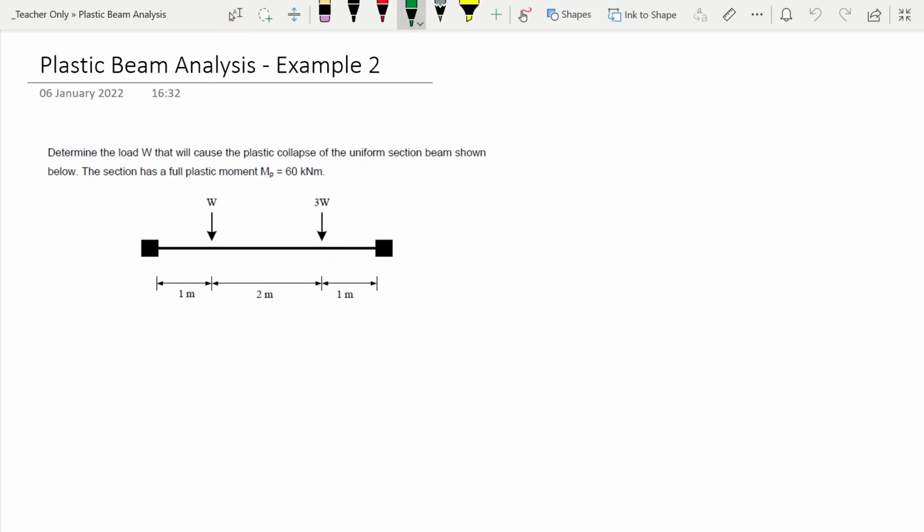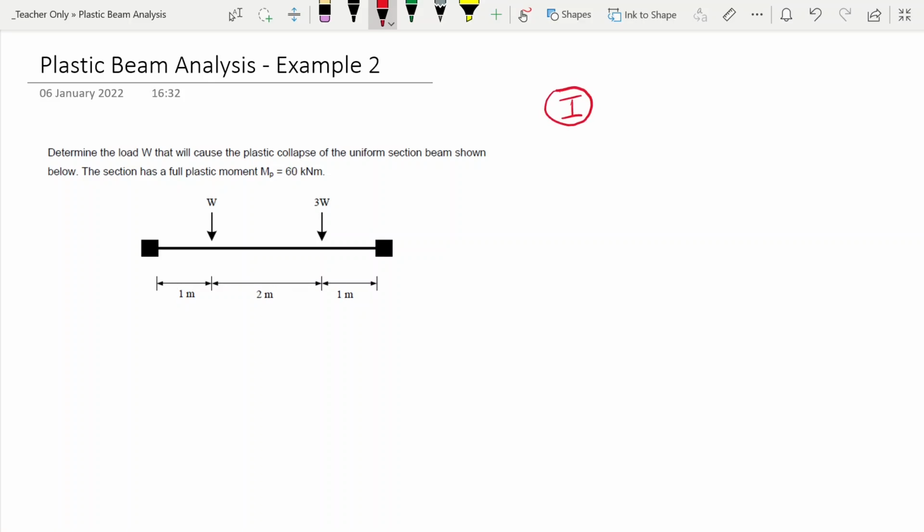Again, the plastic moment in this case is 60 kilonewton meter, which again we obtained from the plastic section analysis. That was the previous topic we talked about. Now, in this particular example, we don't know for sure what should be the right collapse mechanism. In this case, we actually need to study two collapse mechanisms.